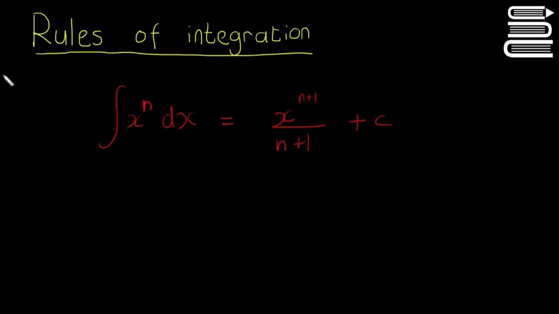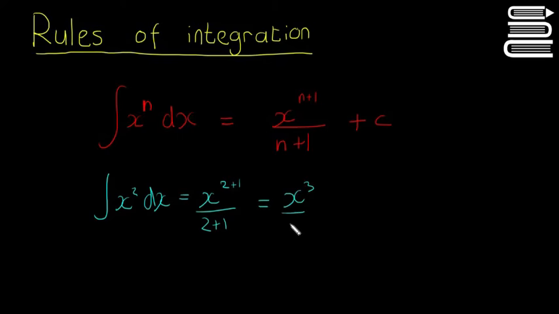Okay, so some basic examples then. If we integrate x squared, it's going to be equal to x to the 2 plus 1 over 2 plus 1. Because in this case, 2 is our n, so it's n plus 1, which is 2 plus 1, divided by n plus 1, which is 2 plus 1. So if you integrate x squared, you're going to get x cubed over 3 plus c. Okay, does that make sense?